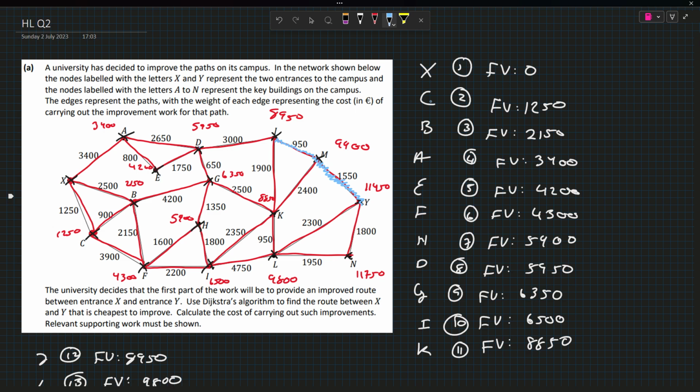Similarly, going here, that's 3,000. Now, 5,950 minus 2,650 is not 3,400, but 5,950 minus 1,750 is 4,200, which is down here. And you know that minus 800 will give us back to 3,400, and now back here. So now we just have to follow. I'll put this back to black.